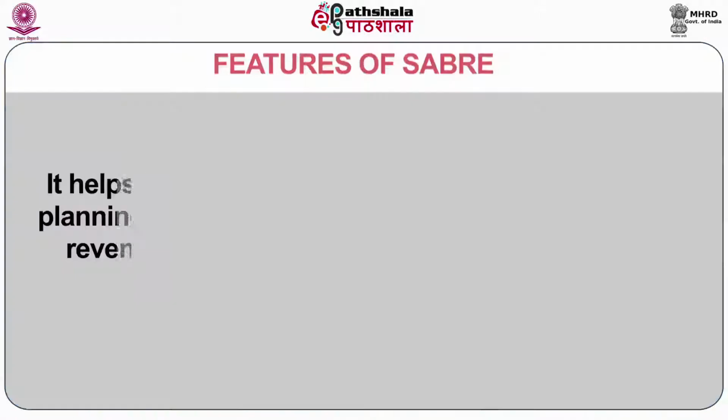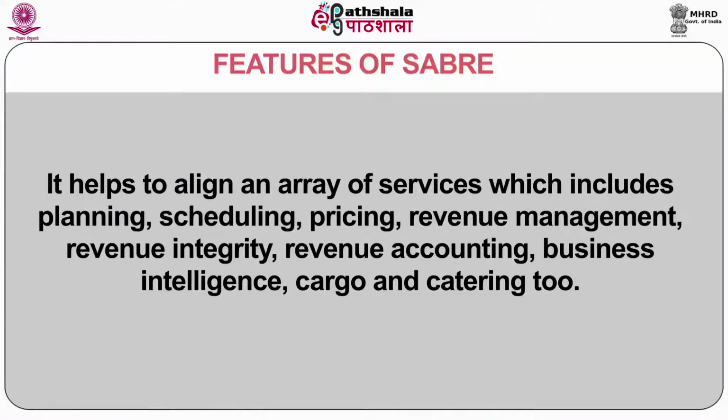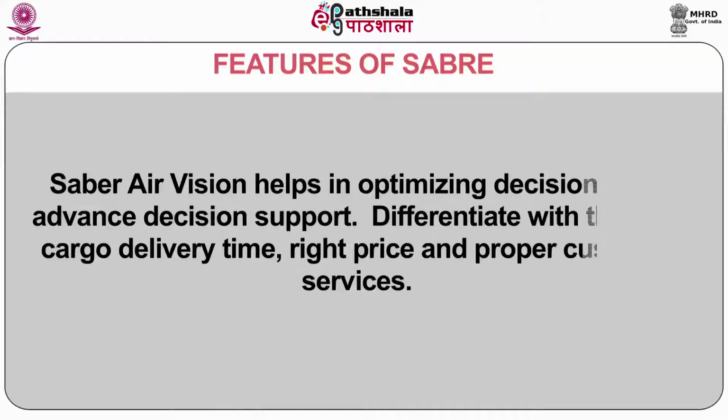Sabre AirVision Marketing and Planning is a planning solution for commercial purposes. It helps to align an array of services which includes planning, scheduling, pricing, revenue management, revenue integrity, revenue accounting, business intelligence, cargo and catering too. Sabre AirVision helps in optimizing decisions with advanced decision support. Differentiate with the right cargo delivery time, right price and proper customer services.